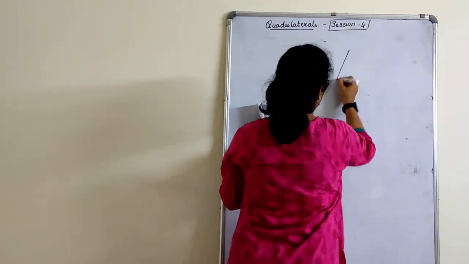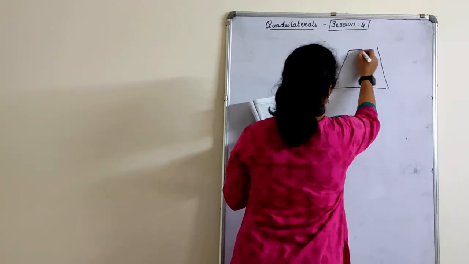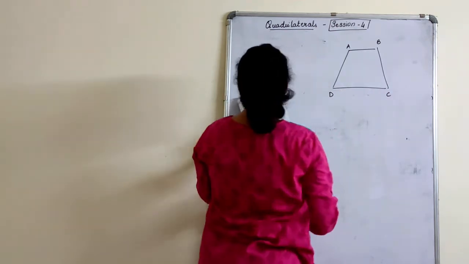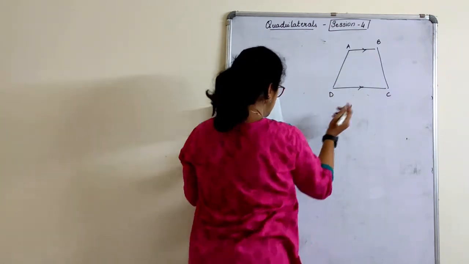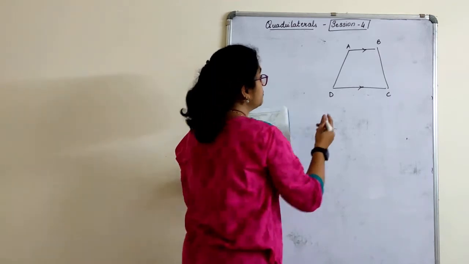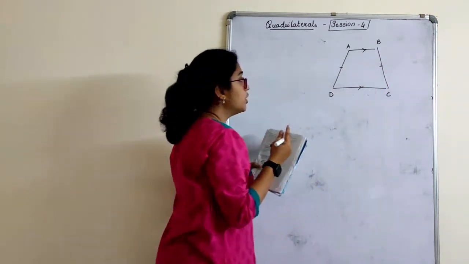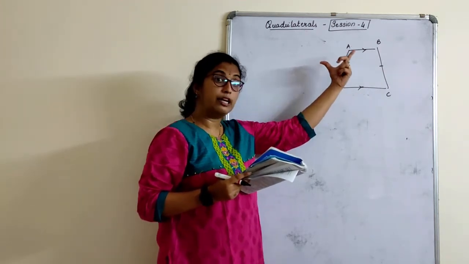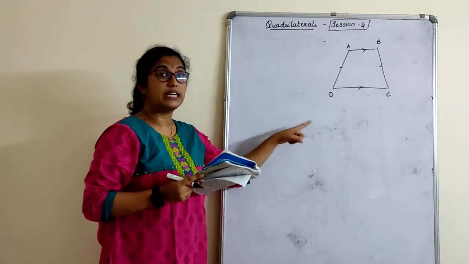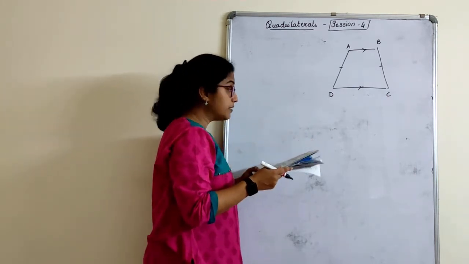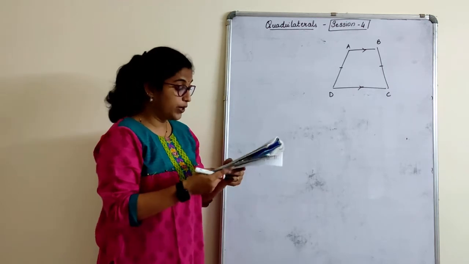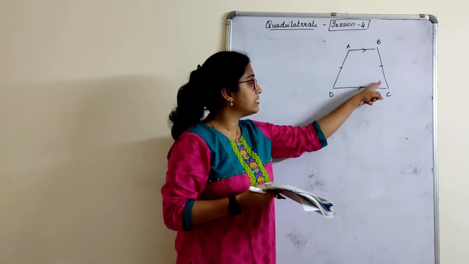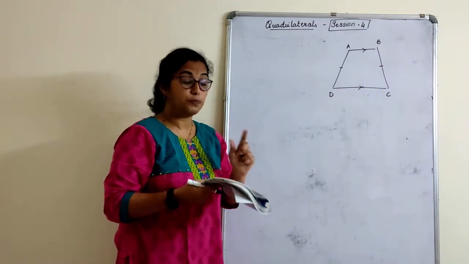ABCD is a trapezium where AB is parallel to CD and AD is equal to BC. What type of trapezium is this? In a trapezium, a pair of sides is parallel and non-parallel sides are equal. That is actually an isosceles trapezium. But see here, though it is an isosceles trapezium, we had to prove the base angles are equal. That is, we have to prove that angle A is equal to B and C is equal to D. Though we know they are equal, we need to prove that.